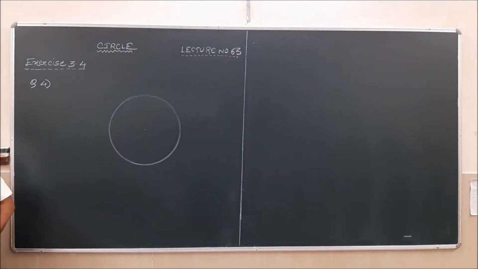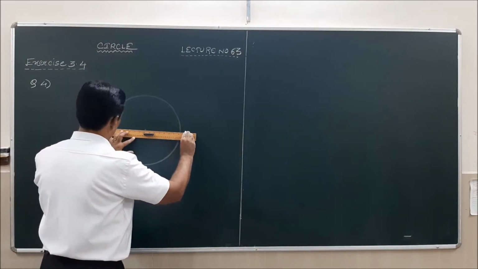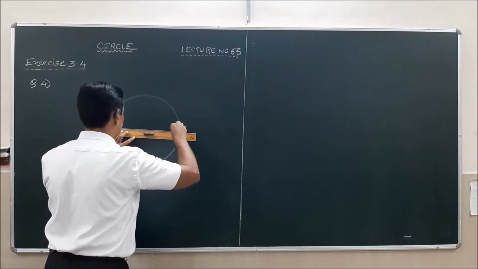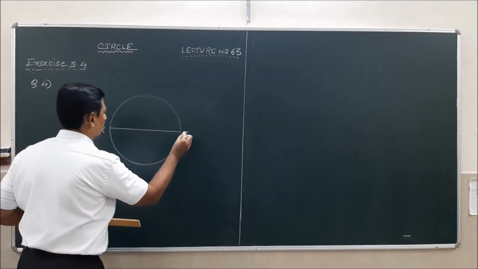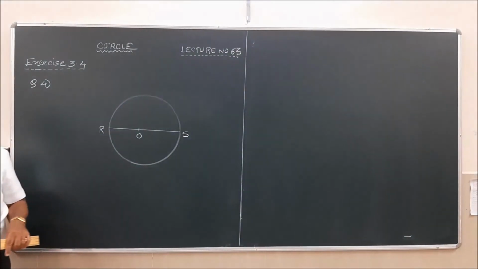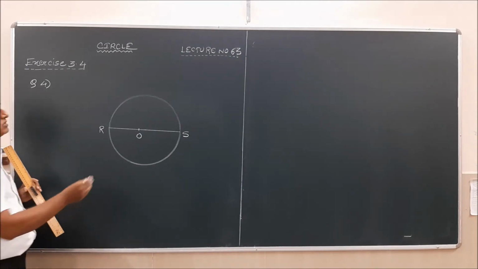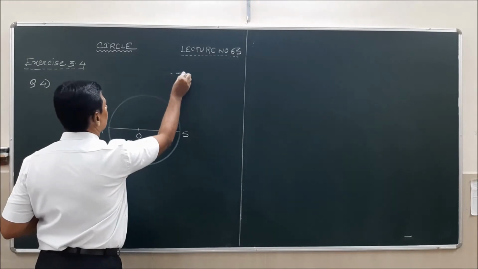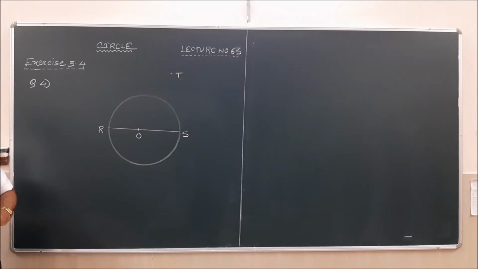In this circle, we will find RS is given as a diameter. A diameter always passes through the center. So you will find RS is a diameter. Here there is point O. Now, the question is given that T is any point. T is any point outside the circle.